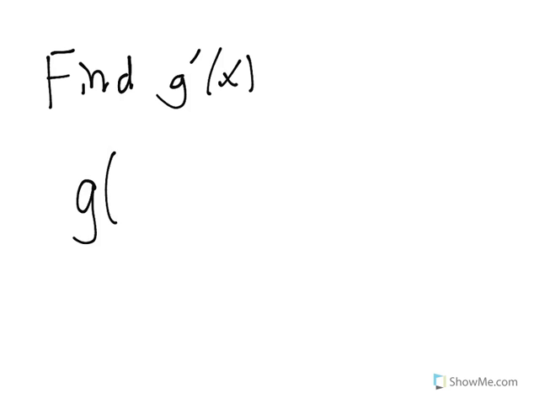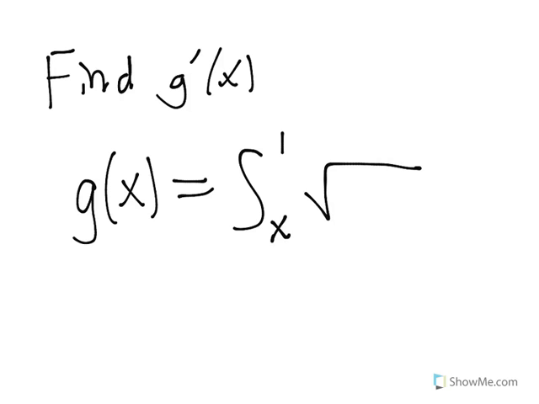It's going to look really, really similar. I'm going to change it just a little bit though. So this time, instead of the integral going from 1 to x, now the integral is going to go from x to 1 of the square root of, I'll just leave it the same, 1 plus t squared dt. Okay, so really the only thing I've done to change this problem from the last one is that I just switched these bounds.